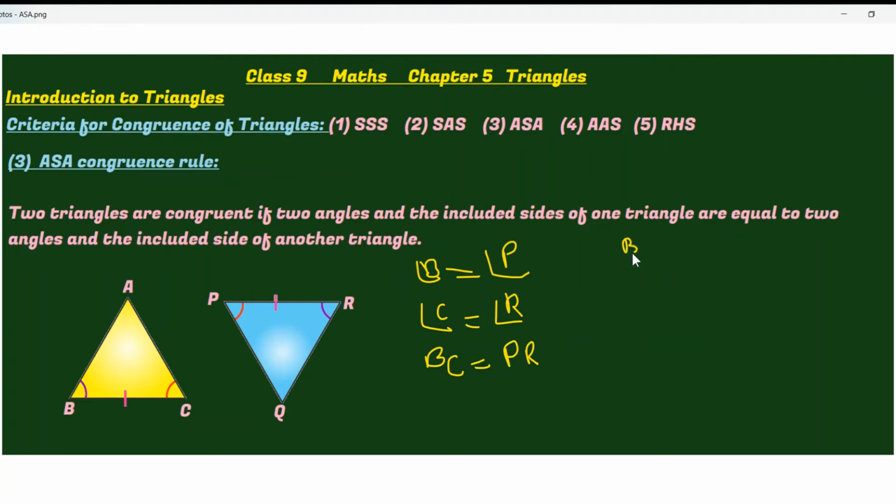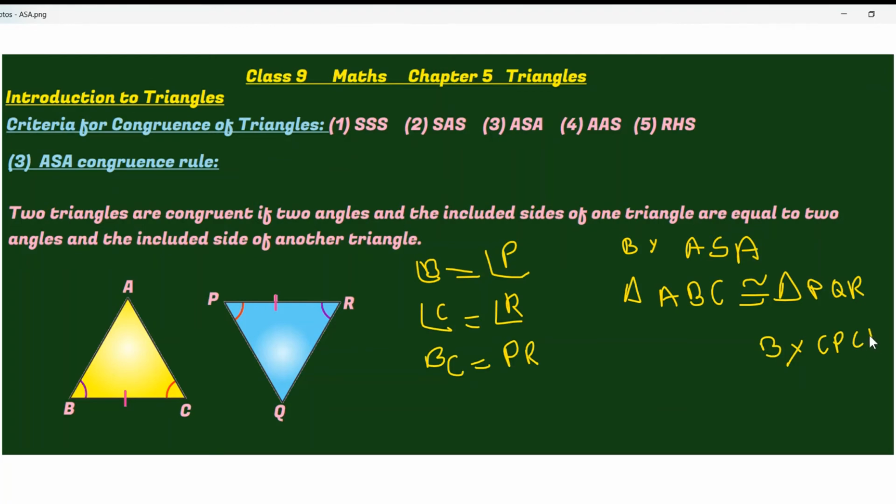So by ASA, triangle ABC is congruent to triangle PQR by CPCT.